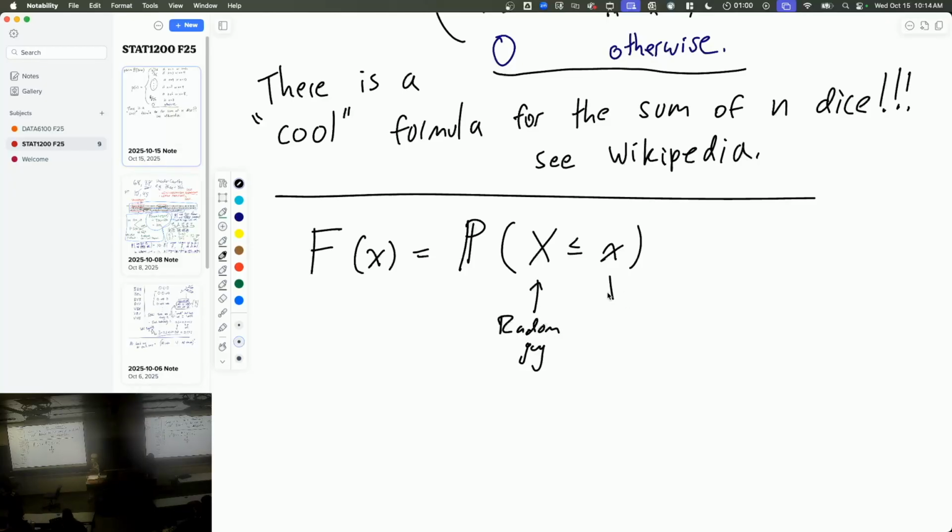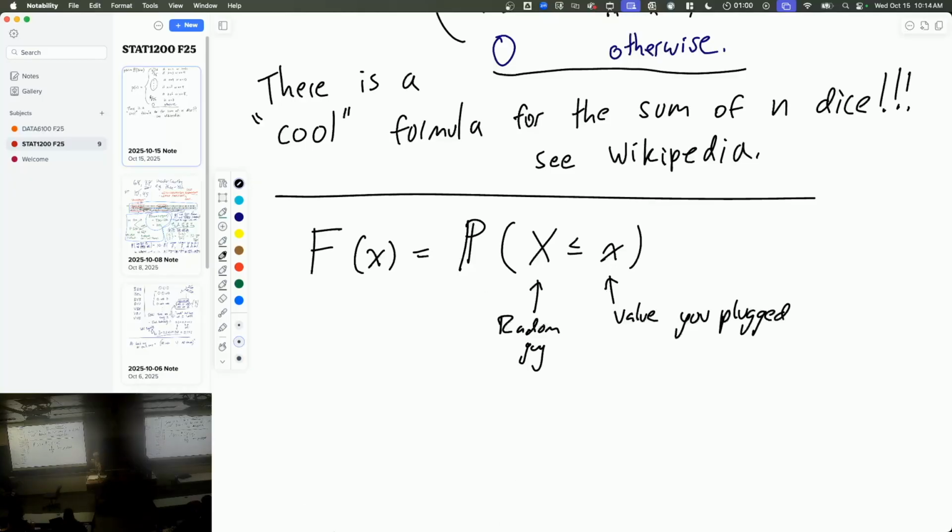And then this is the actual value you plugged in. So x is the value you plugged in, and we're taking the probability of that event, right? So x less than or equal to lowercase x is some event. What is its probability? That's the definition. If you use the definition, you'll get the right answer.